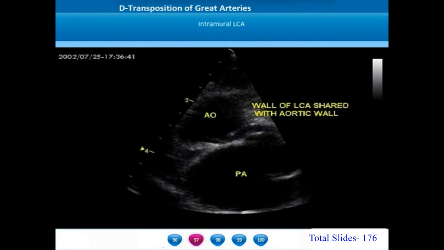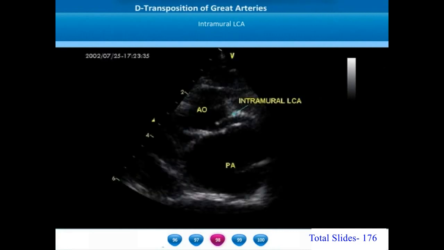Parasternal short axis view showing a D-malposed aorta, right and anterior aorta and left and posterior pulmonary artery. We can notice that the portion of the intramural coronary artery is between the aortic and pulmonary artery sinus, and the wall of the ascending aorta is shared with the wall of the coronary arteries. This sharing of the wall between the coronary artery and the aorta and the course between the aorta and pulmonary artery should be documented for the diagnosis of intramural left coronary artery.